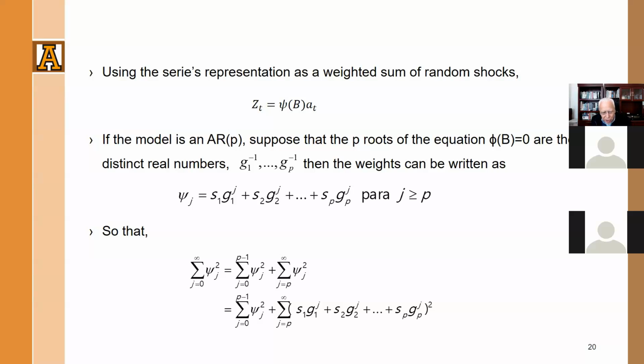And that will be the sum. This term remains, we keep the same term here. But this term, we can express it as the sum of S1 G1 to the J plus S2 G2 to the J plus SP G sub P to the J, this whole thing squared. Okay. So from here, if we compute the variance, we will be multiplying the variance of the forecast error by this whole thing here.